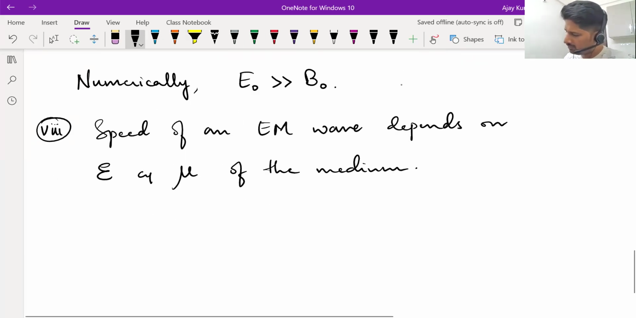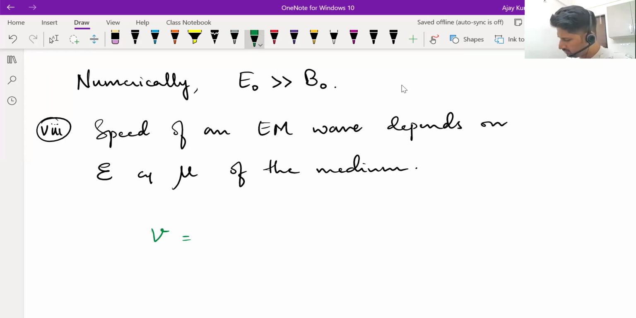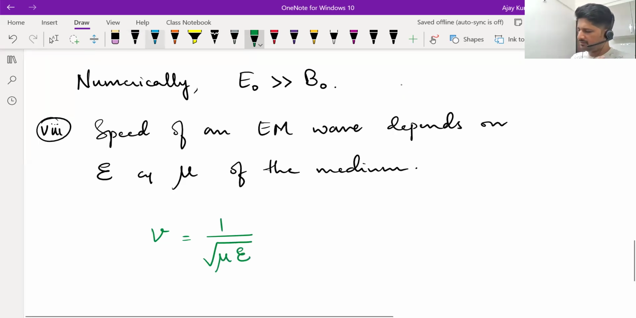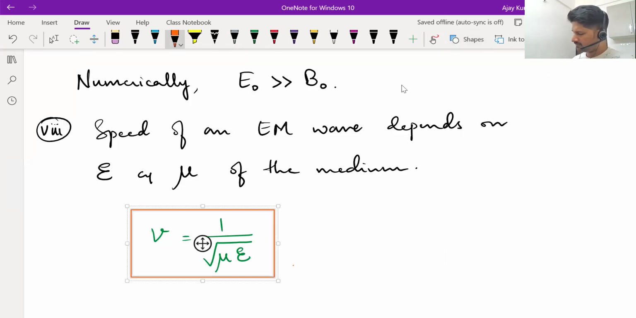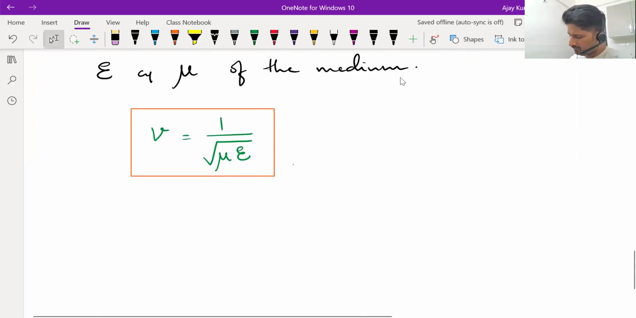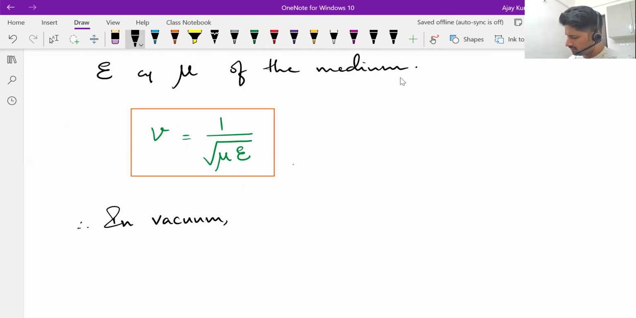Fine. And the proper formula for this is speed is equal to 1 by under root mu epsilon. Permeability, permittivity, you'll have to multiply them. So in vacuum, you can say speed of light in vacuum, that is C, becomes 1 by under root mu naught epsilon naught. You can even substitute their values and check. You will see this is approximately equal to 3 into 10 power 8 meters per second.